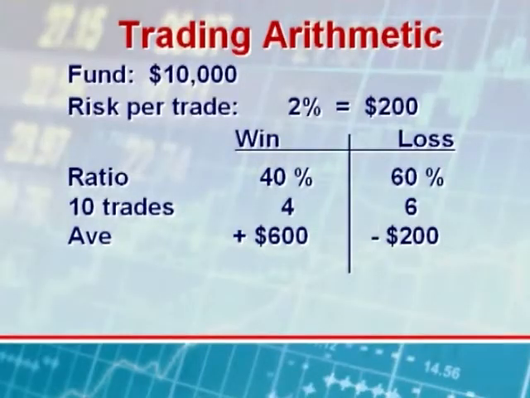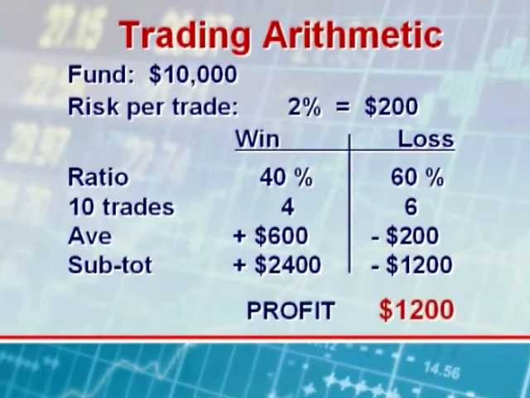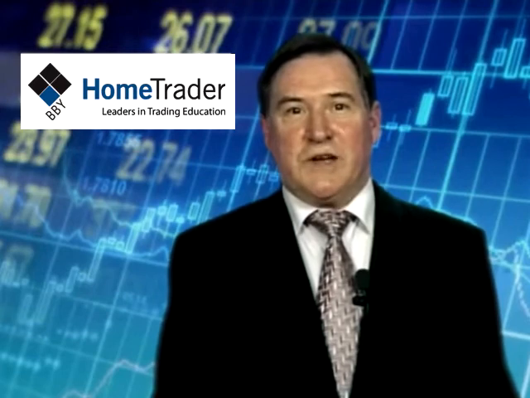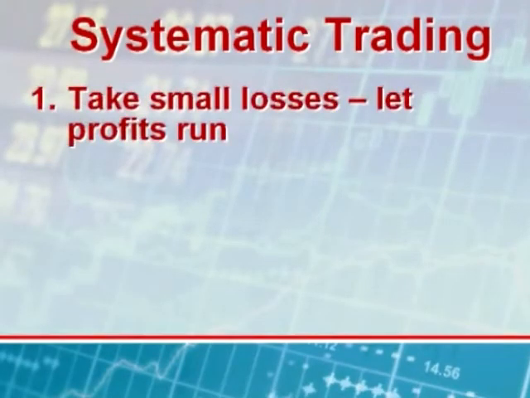On the right hand side, the 6 losers cost us a total of $1,200. On the left, the 4 winners make us $2,400. The difference is a profit of $1,200. This exercise raises a number of points. Firstly, it shows the benefits of being able to take a small loss and let profits run, rather than succumbing to fear and jumping out too early.